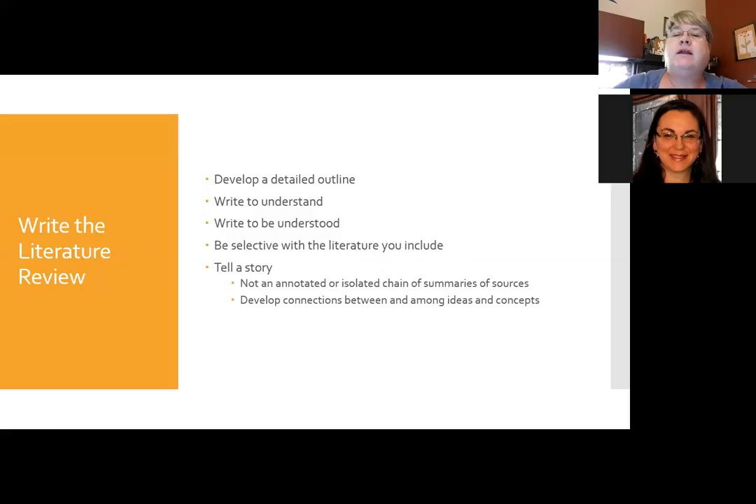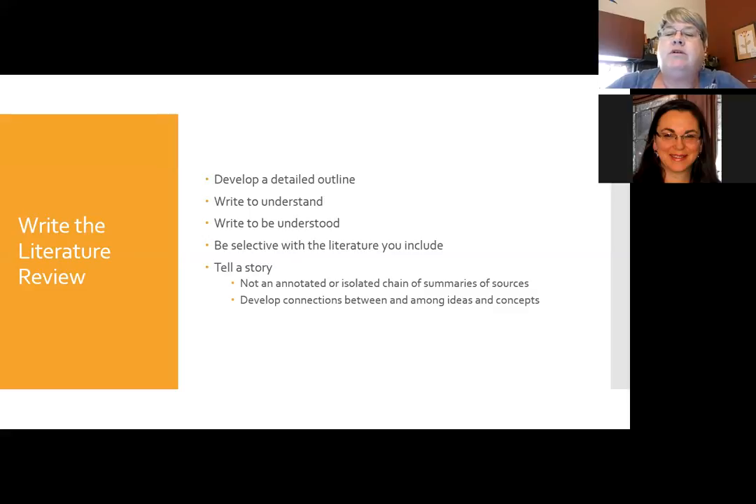And finally, the last step is to actually sit down and write the literature review. One of the first steps to do this is develop a detailed outline. Take those themes that you've identified and put them in an outline that makes sense. Now, I can tell you from experience, the outline that you start with may not be the outline that you finish with, because things may come up.